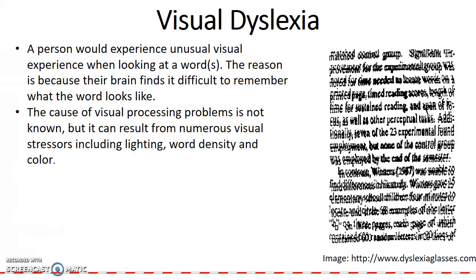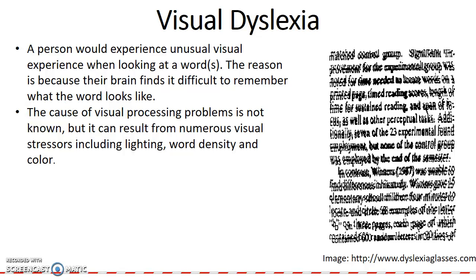The last one is visual dyslexia. On the right, there is a photo of what it's like for a student to have visual dyslexia. All the words run together and they can't make out what the words say. A person would experience unusual visual experiences when looking at a word or words. The reason is because their brain finds it difficult to remember what the word looks like.